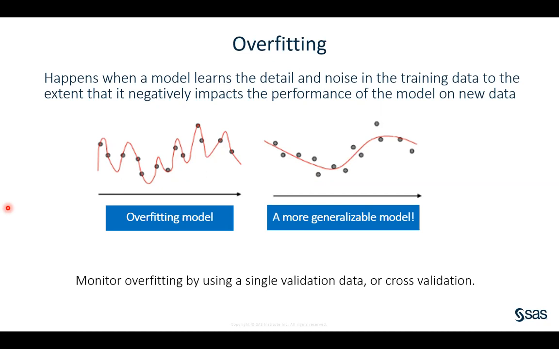The problem is that these concepts do not apply to new data and can negatively impact the model's ability to generalize. Ideally, you want to select a model that looks more like this curve on the right. It does not capture all the points as well as the curve on the left, but it is more generalizable to a new data set. There are techniques that can help us monitor overfitting of the models at each iteration of the algorithm. The two commonly used techniques to monitor overfitting are to monitor prediction error by using a separate validation set or cross-validation.